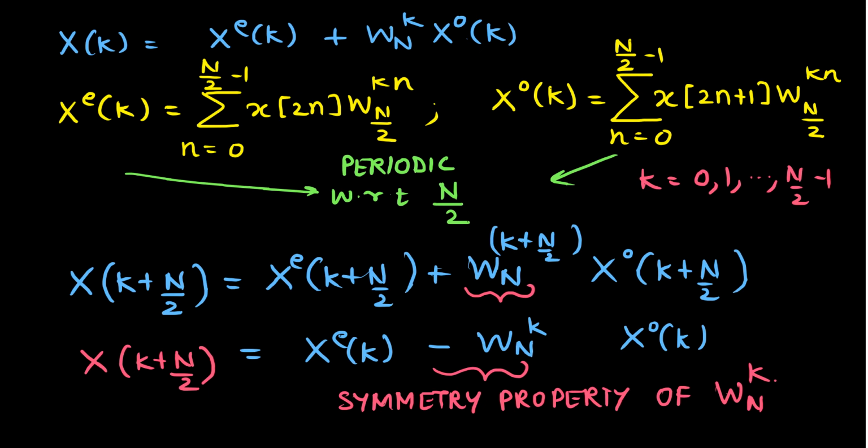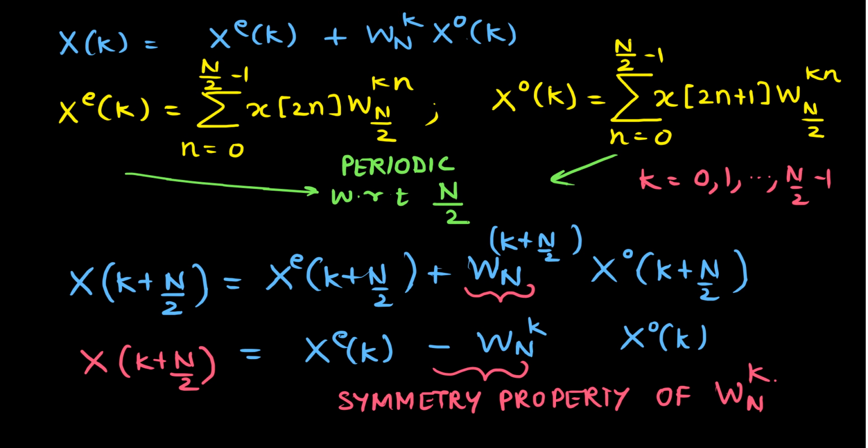Another point to be noted here is, if we observe this X even of k and X odd of k, and observe this factor here, that is x of 2n and x of 2n plus 1. This 2n factor simply represents decimation of x of n by a factor of 2. And as we are decimating in the time domain, this DFT implementation is known as decimation in time fast Fourier transform with radix 2.